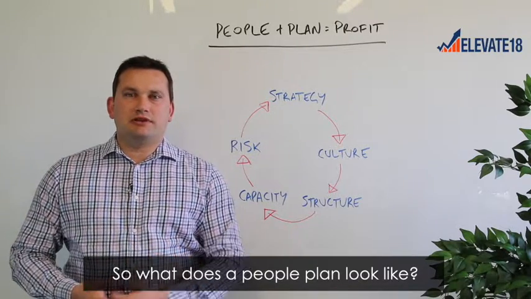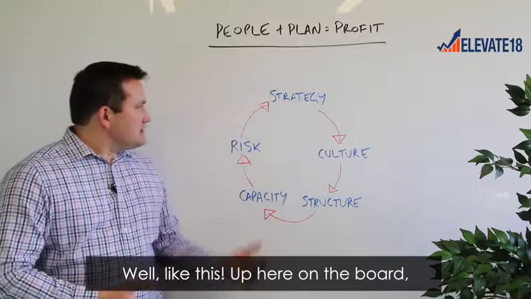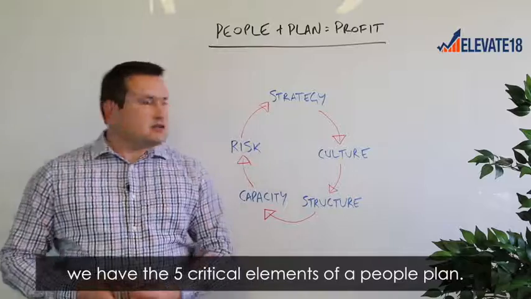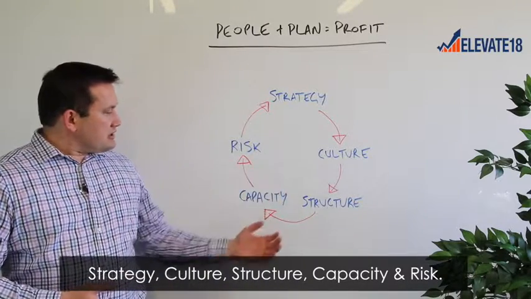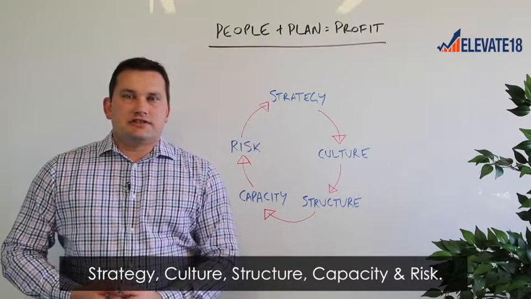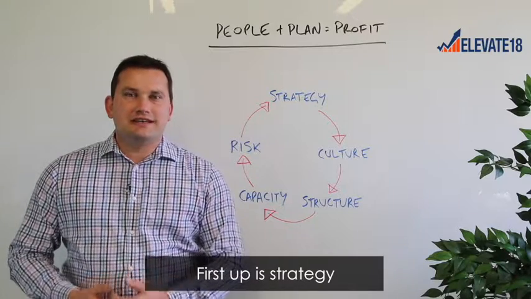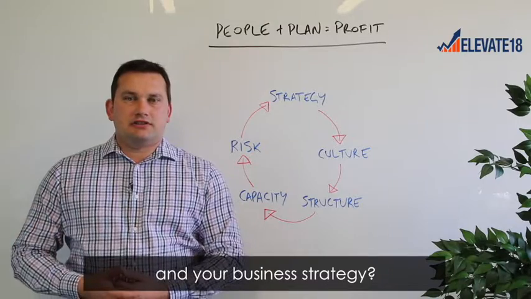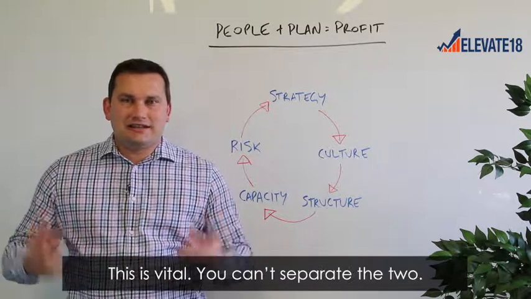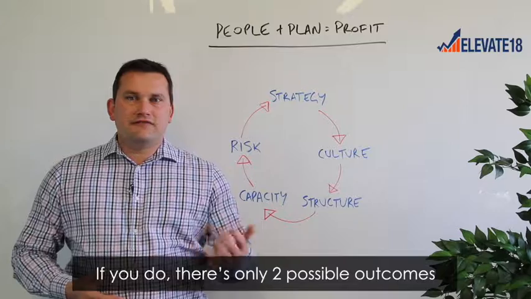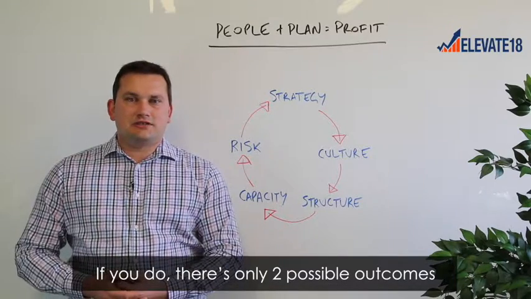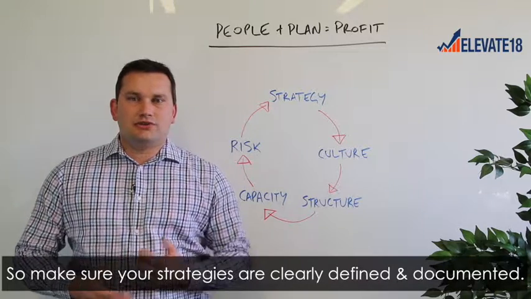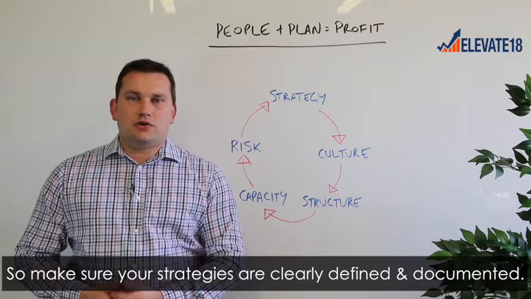So what does a people plan look like? Well, like this. So up here on the board, we have the 5 critical elements of a people plan: strategy, culture, structure, capacity and risk. So first up is strategy. Is there a strong link between your people strategy and your business strategy? This is vital. You can't separate the two. And if you do, there's only 2 possible outcomes: inefficiency or a change in direction. So make sure your strategies are clearly defined and documented.